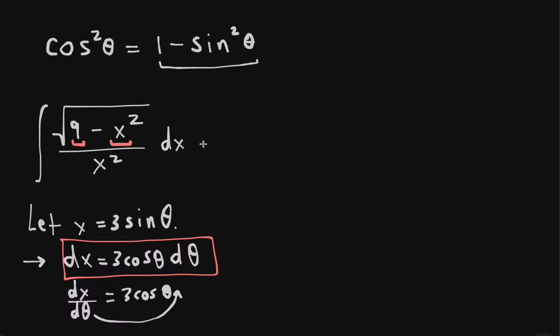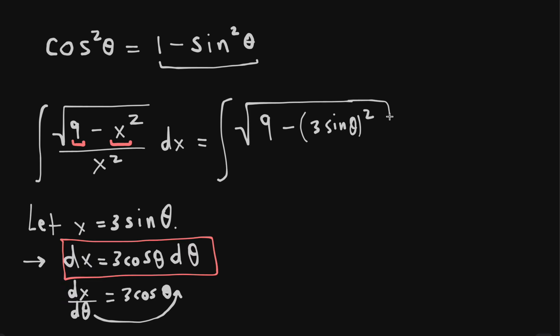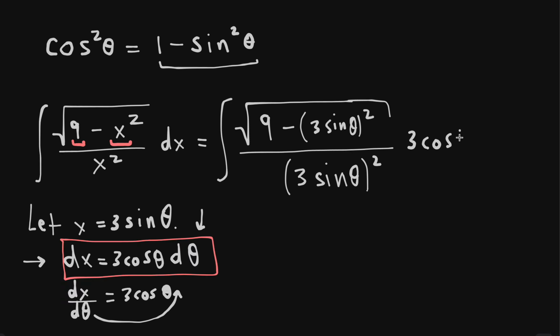Okay, so now let's transform the integral. So inside the square root, we're now going to have 9 minus 3 sine of theta squared, divided by, so the other x squared also gets replaced, it's going to be 3 sine of theta squared. And then your dx gets replaced with this. Three cos of theta d theta.